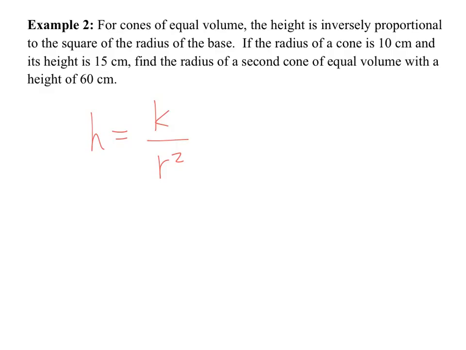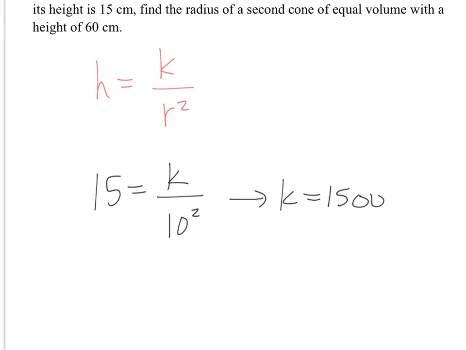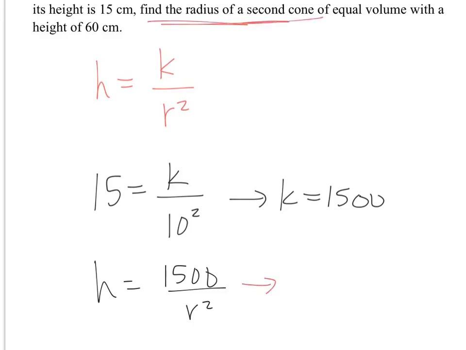Continue, Morgan. I plugged in 15 times, so 15 equals K over 10 squared. Then 1500 is K. Okay, and from that information, what can I then write? Like 60 equals 1500 over R squared. Yeah. Okay, 1500 over R squared, and as Morgan was saying, we're plugging in 60 for the height. It says, find the radius of a second cone of equal volume with a height of 60 centimeters.